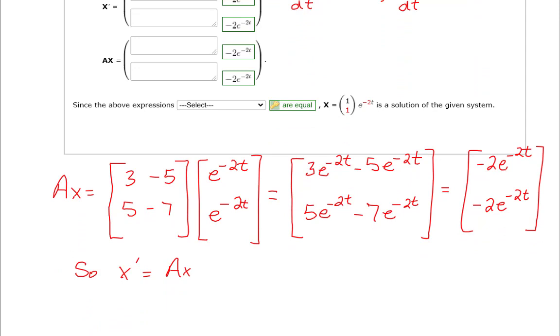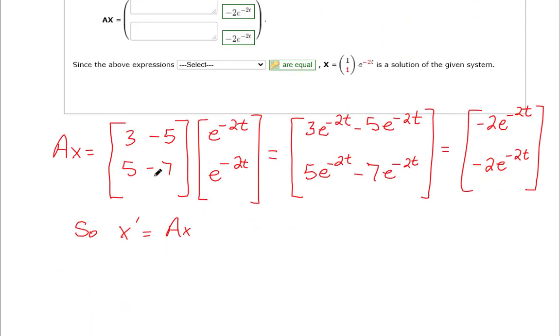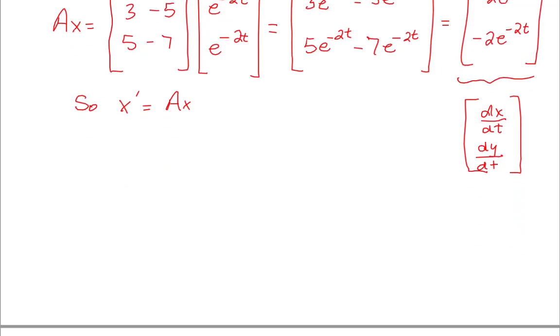And so if I look down here, what is A times x? So here's A. Here is my solution. And so I simply multiply 3 times this first term, -5 times that term. 5 times e to the -2t, -7 e to the -2t, and I get -2 e to the -2t. And this is supposed to be, which it is, what we found for dx/dt and dy/dt. So not too difficult in section 8.1. Again, it's just a question of bookkeeping.